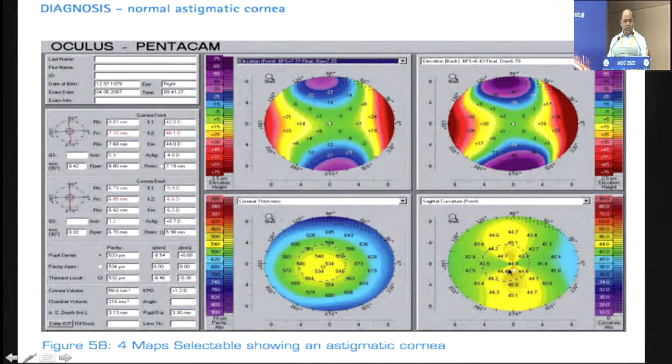So we get many patients with high astigmatism. They are referred by the ophthalmologist to know whether they have keratoconus or not because of high K reading or astigmatism. So if you get this kind of map, where there is no superior inferior symmetry, then that is a normal cornea.